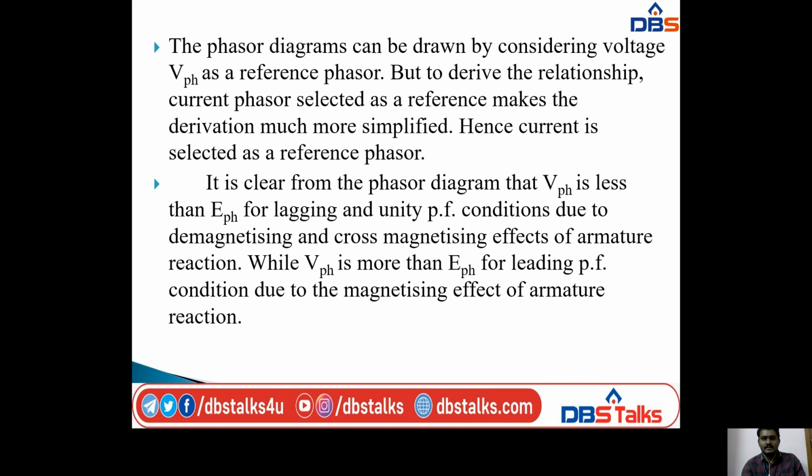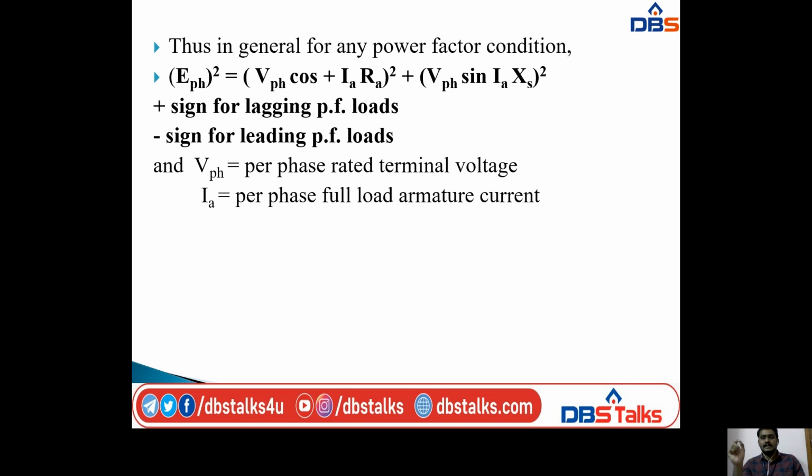Okay. And next, thus in general for any power factor condition, E phase whole square is equal to V phase cos phi plus IARA whole square plus V phase sin phi plus or minus IAXS whole square. The plus sign is for lagging power factor loads, and the minus sign is for leading power factor loads. Okay, and V phase is equal to per phase rated terminal voltage, and IA is equal to per phase full load armature current.